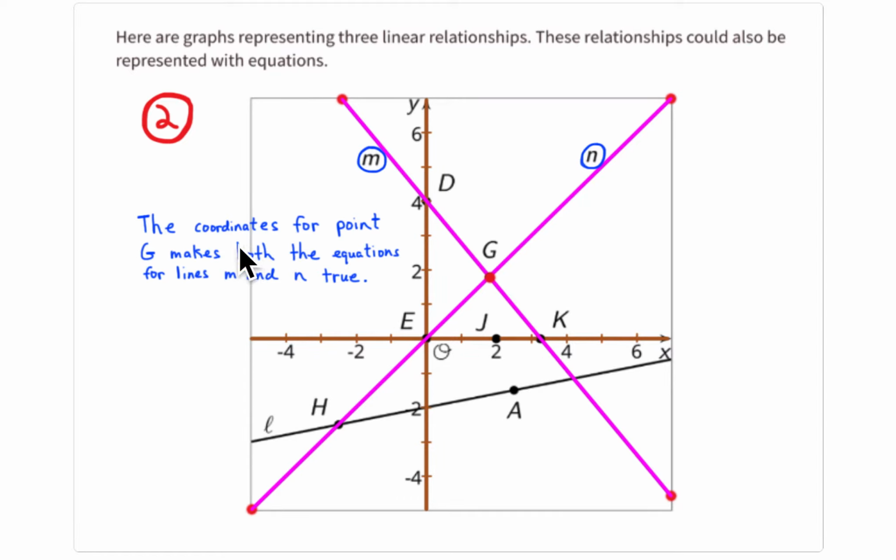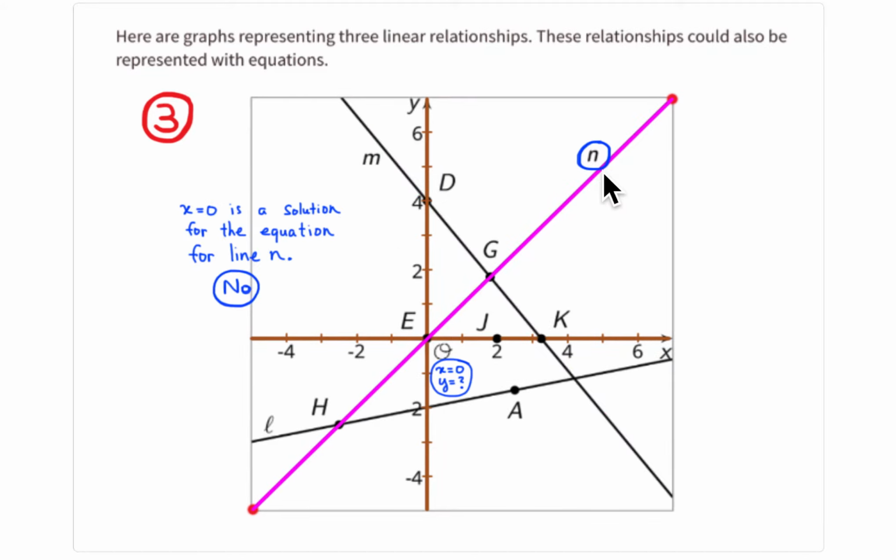Number 2, the coordinates for point G, so here's point G, make both the equations for lines M and N true. And that is true because point G is on line M, so the coordinates for point G will make the equation for line M true, and point G is also on line N, so the coordinates for point G will make the equation for line N true.